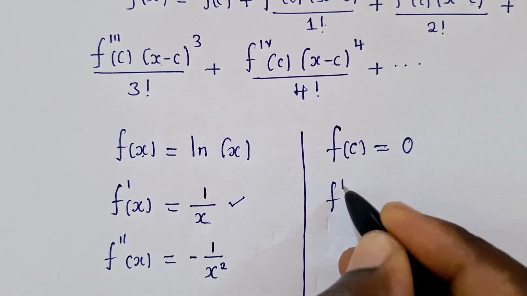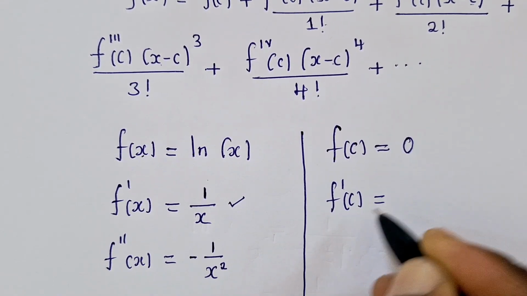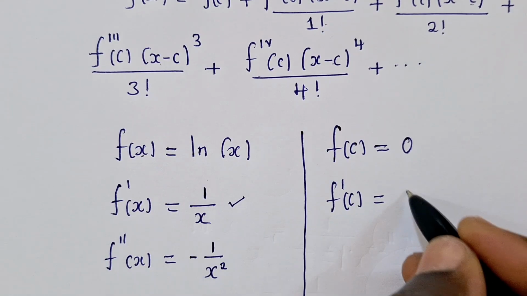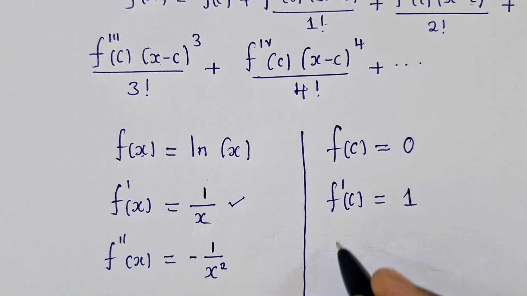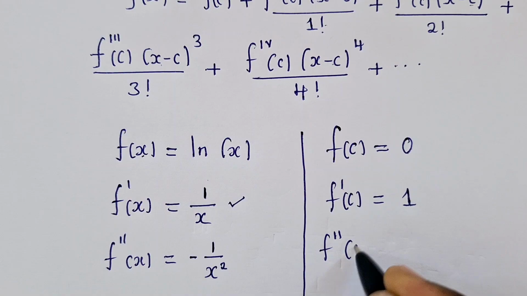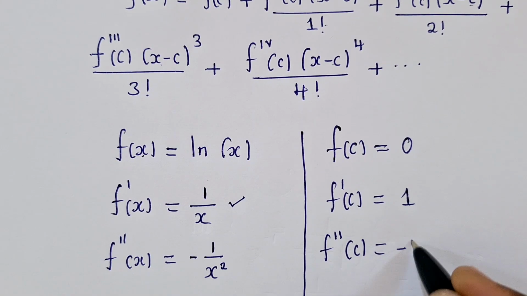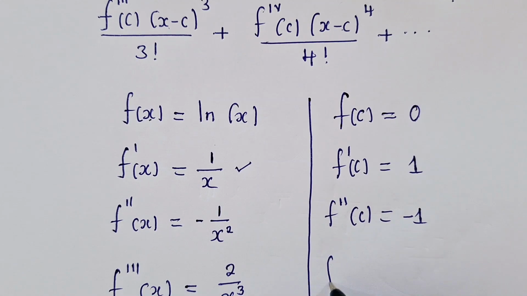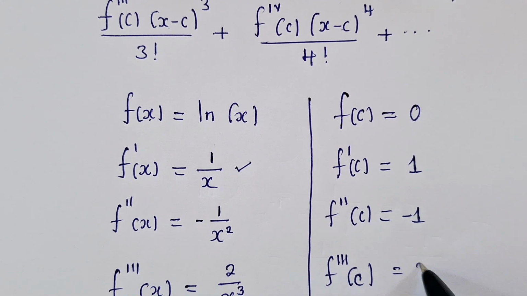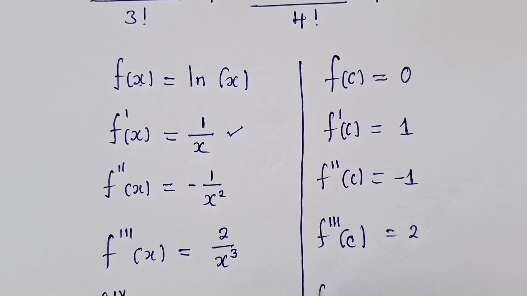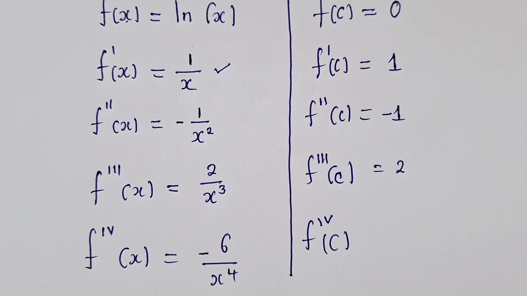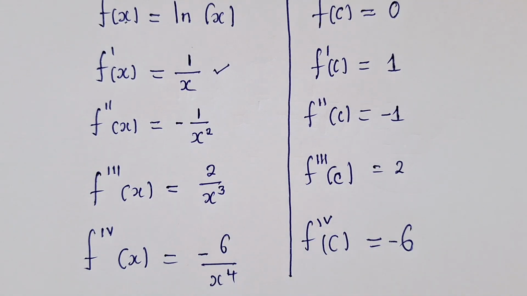Here we go to the prime. We put a 1 here. It will be a 1 because it will be 1 divided by 1. And then for the double prime, we put a c. It will be negative 1. Here for the triple prime, we put a c here. It will be equal to a 2. And lastly, for the fourth, we put a c. This, of course, will be equal to negative 6. So we've gotten now the coefficients we are looking for.